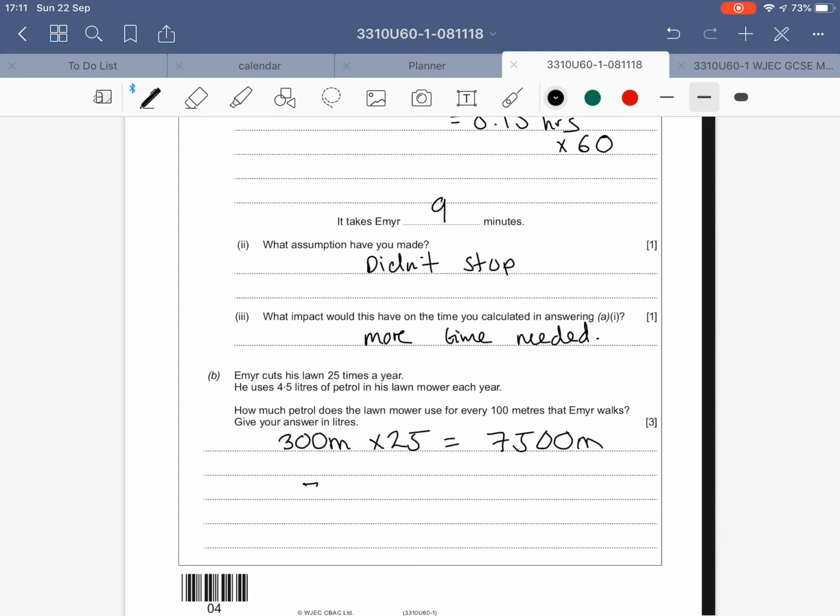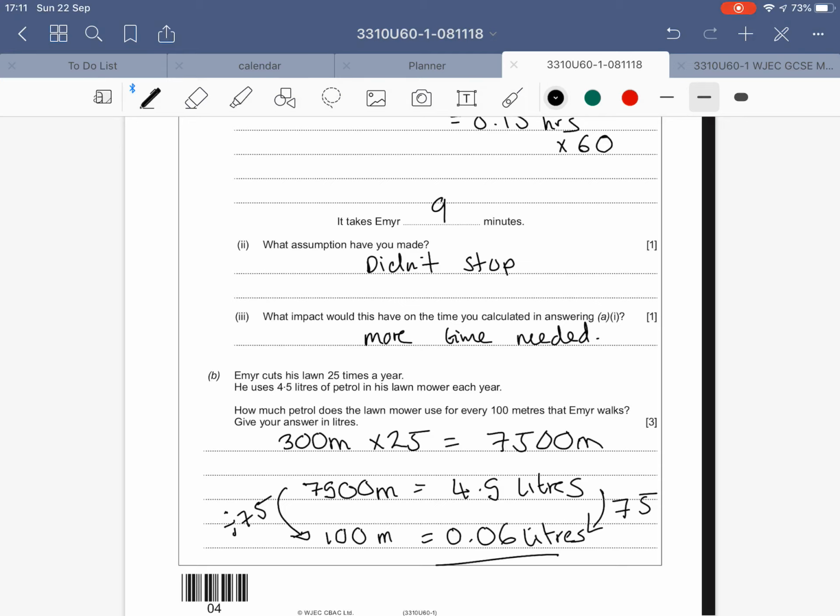So if he does 7,500 metres and he uses 4.5 litres, we want to know how many litres it takes him to do 100. So how do I go from 7,500 to 100? I would divide by 75. So I'm also going to divide 4.5 by 75, and I get 0.06 litres. And that's how much he will use.